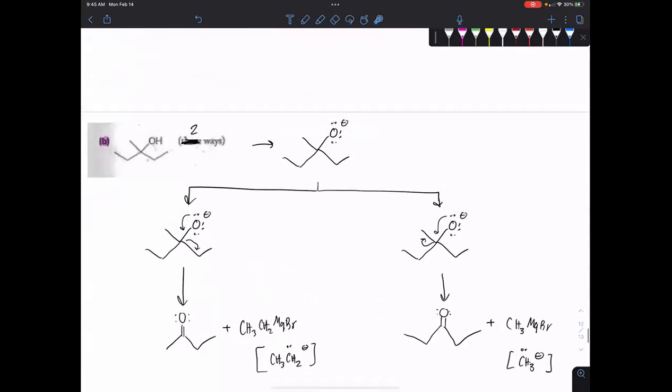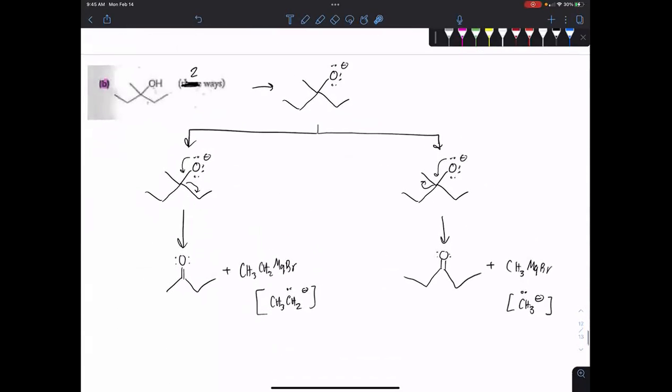Somebody go ahead. For this one, for the first method, I broke off one of the alkyl chains, and this is the Grignard that I got right here. And then for the second one, I broke off the methyl group, and this is what I got for the Grignard. Both of those methods are sufficient.